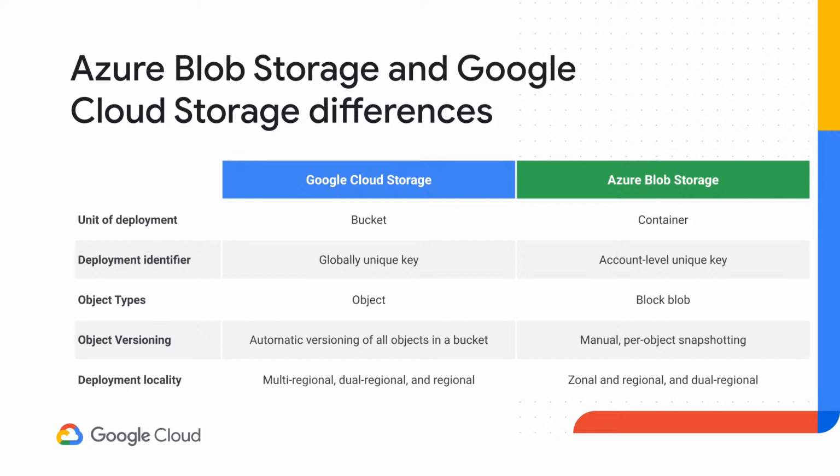Google Cloud deployment localities are multi-regional, dual regional, and regional, whereas Azure Blob Storage uses zonal, regional, and dual regional. However, in Azure, dual regional storage is called geo-redundant storage. It's important to be aware of these points when using Google Cloud.